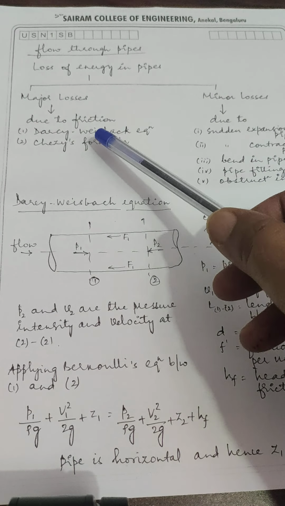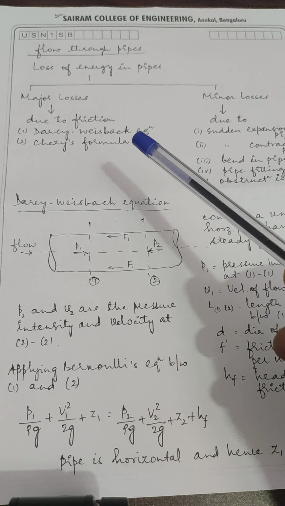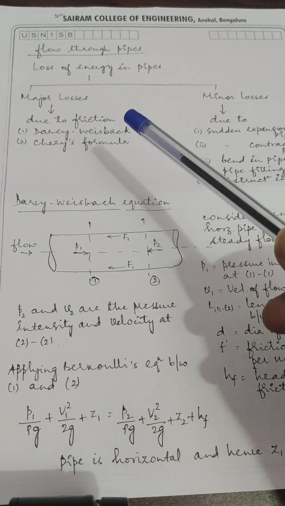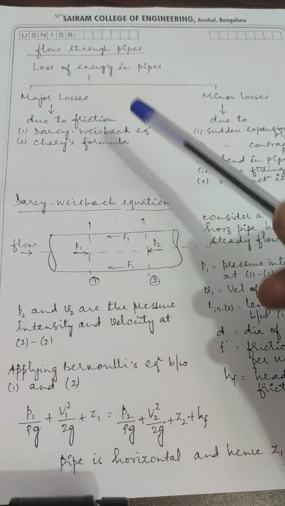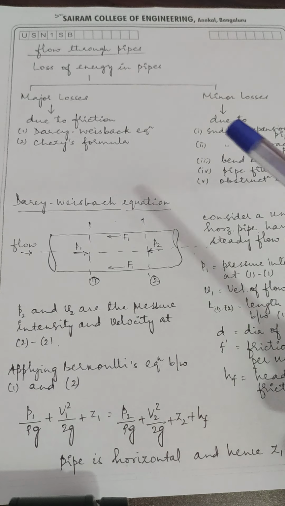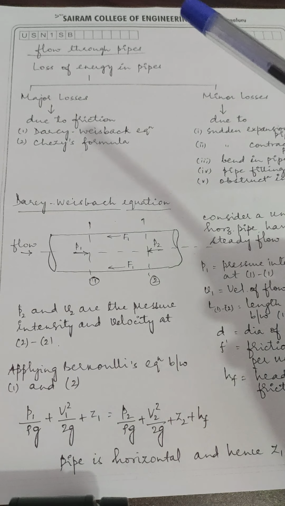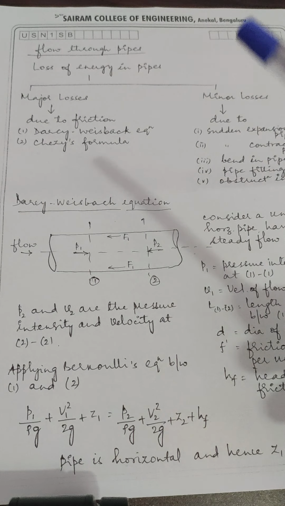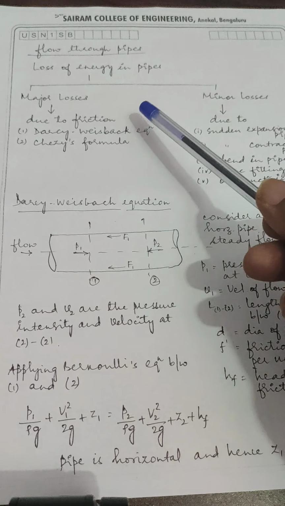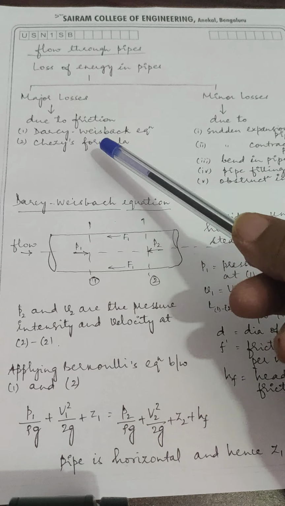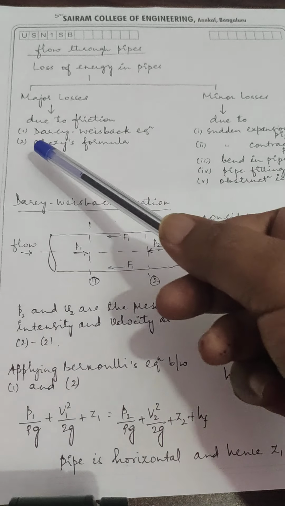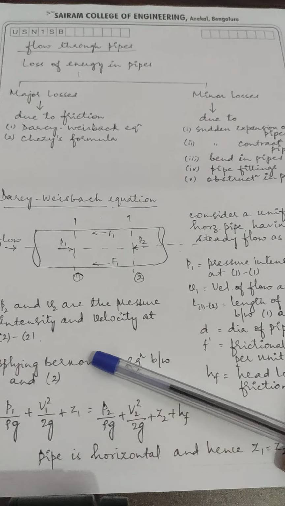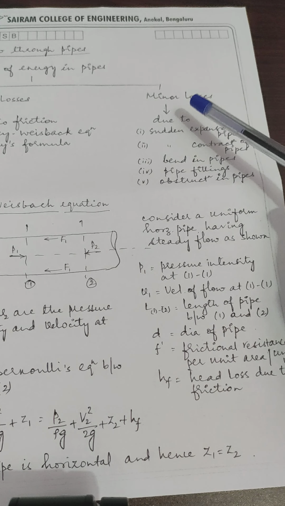Why does this friction happen? The fundamental property of the fluid, that is viscosity, leads to the major loss. And even if there is a friction between the fluid and the wall of the pipe, that also results in major loss. Under major loss we have two equations: the Darcy-Weisbach equation, and the other one is Chezy's equation. And why does the minor loss occur?